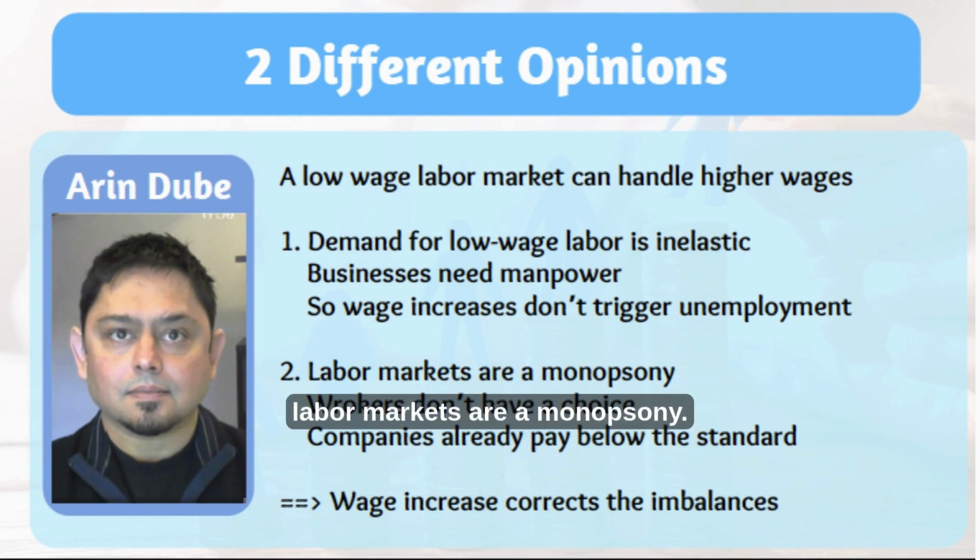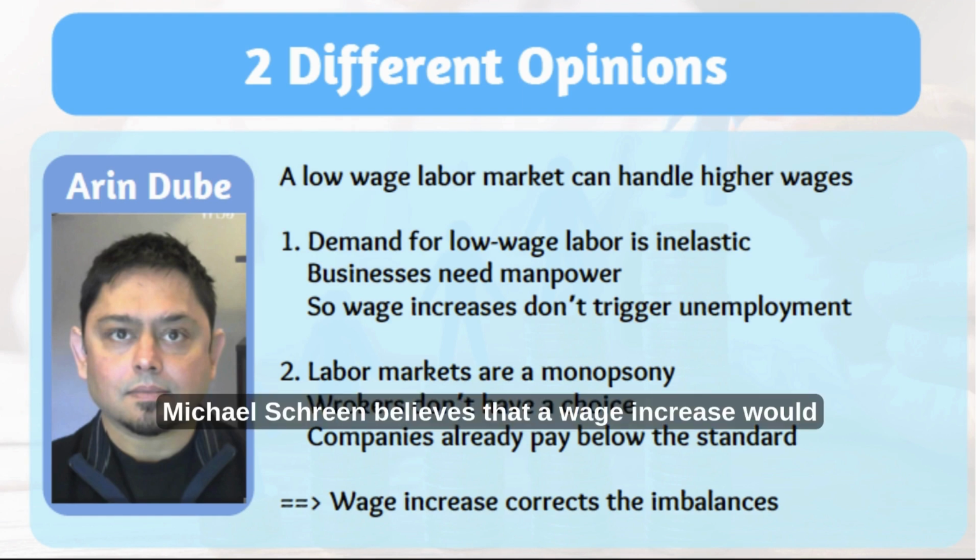Now, the second reason being labor markets are a monopsony. Now, monopsonies are basically markets where there's only one buyer. Now, since there are a lot of people looking for jobs, but only so few job offers opened in businesses, the businesses ultimately have more power over, for example, how much they pay their workers. Which is why he comes to the conclusion that raising the minimum wage would not affect the companies since they're already paying below the standard rate. And overall, his idea is one that focuses more on the fact that a wage increase would only correct the imbalances that already currently exist in the job market.